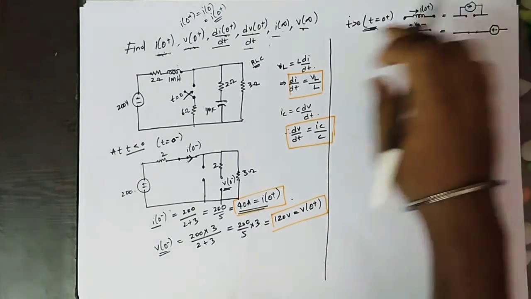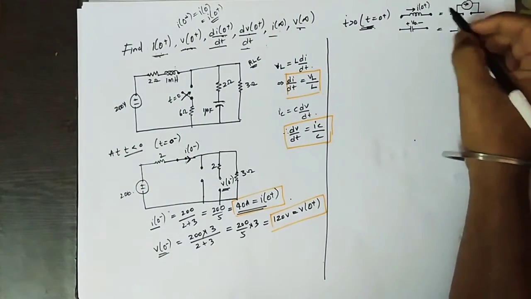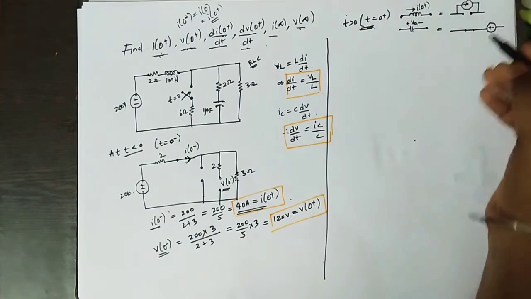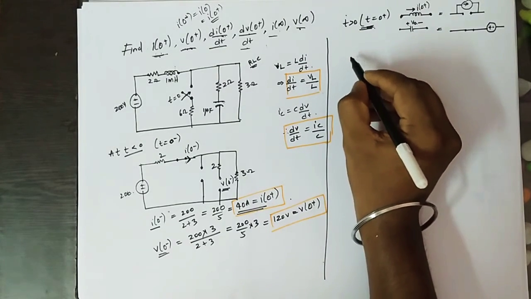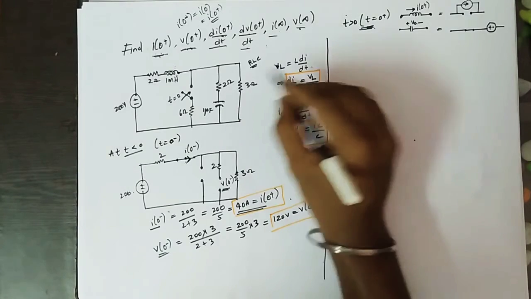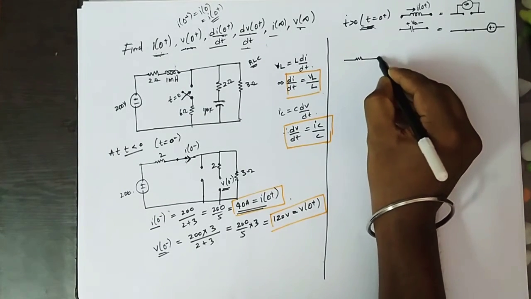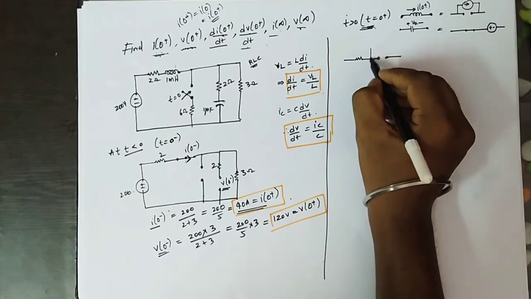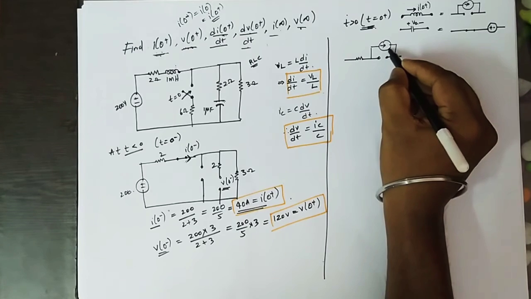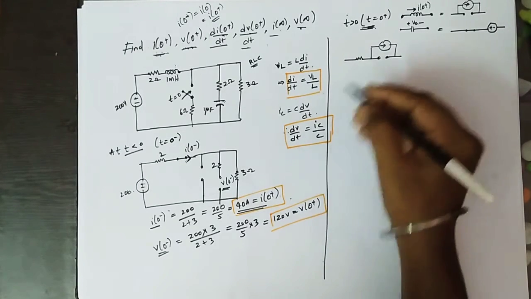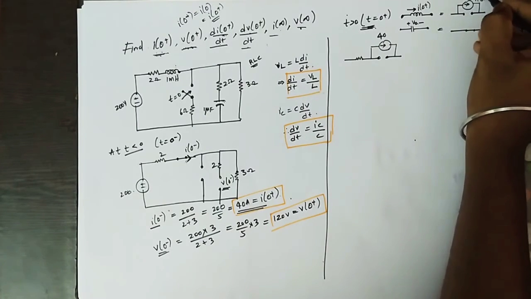So for the inductor and capacitor at t equal to 0 plus, the switch is on, we replace them with these equivalent circuits. How will that look? We'll see now. At t equal to 0 plus, the switch is on, and the inductor is replaced like this. So what have we got? I of 0 plus is 40 amps, so replace that with I of 0 plus.